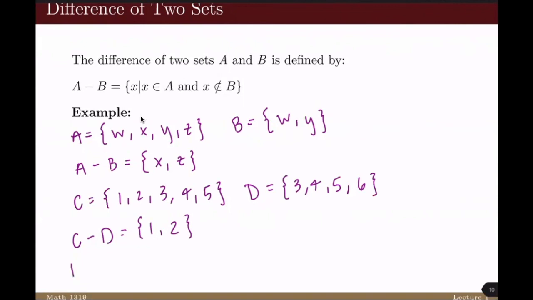However, if we did D without C, so now I want all of the elements in D that are not in C, that gives me only the number 6, because again, 3, 4, and 5 are in both C and D.